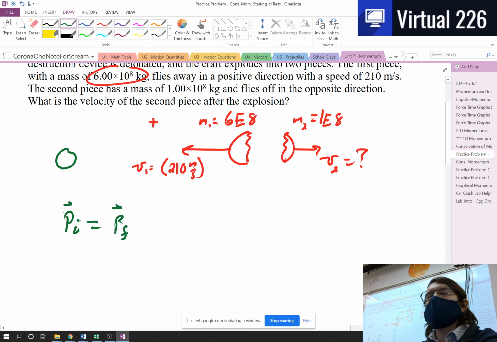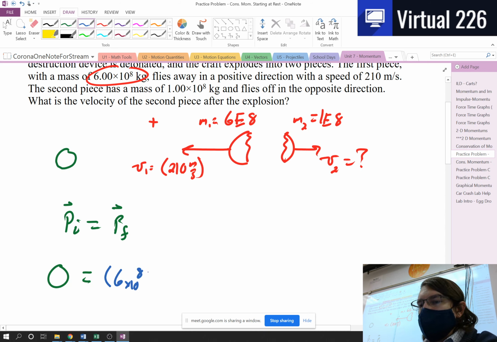And initially, because we were at rest, our initial momentum was 0. And our final momentums are given by 2 objects. So we're going to add those together, and they should add up to 0. Since we know momentum is a mass times velocity, we can say that mv for the first object is that 6 times 10 to the 8th kilograms times a positive 210, because that's what we were given here. We said that was the positive direction.